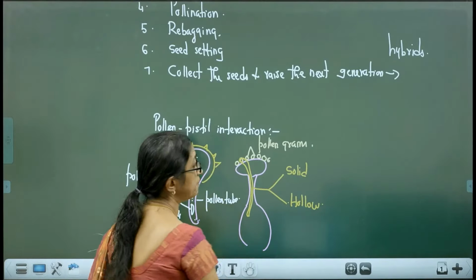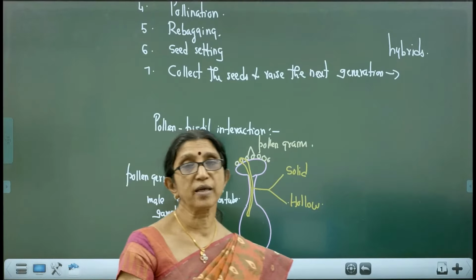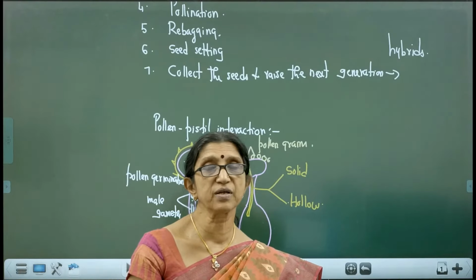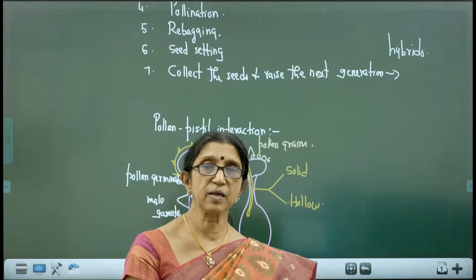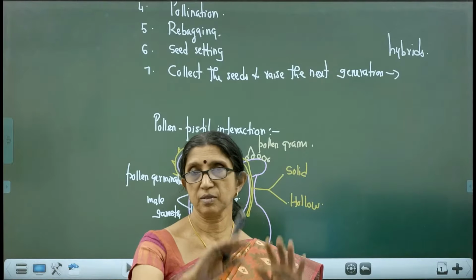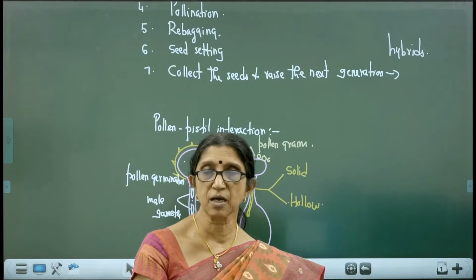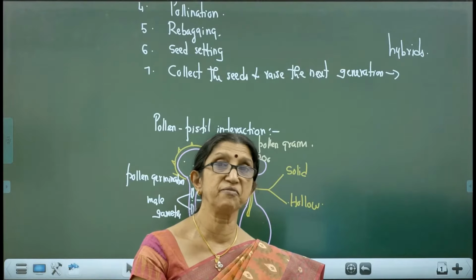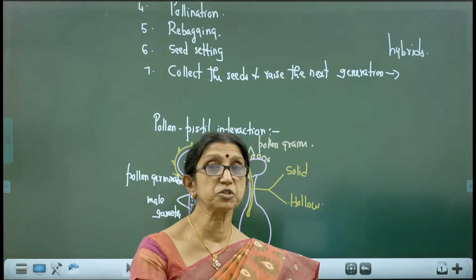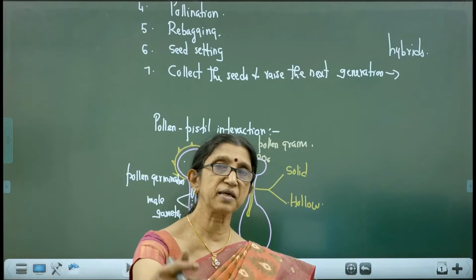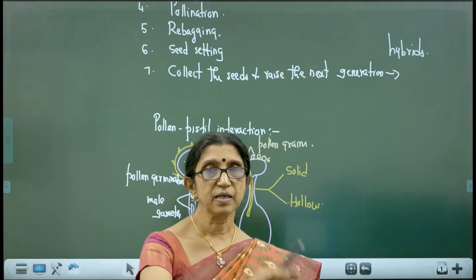In solid type of style, the pollen grains have to pierce each and every cell of the style to go to the lower side where we can see the ovules. The swollen part of the pistil is the ovary. Within that, ovules are seen. So it has to pierce each and every cell of the solid style to reach the ovary and for entering the ovule. So two types.